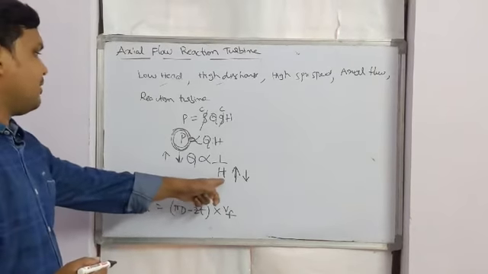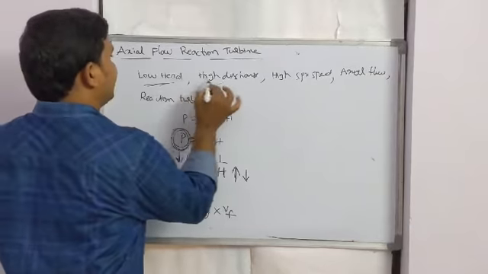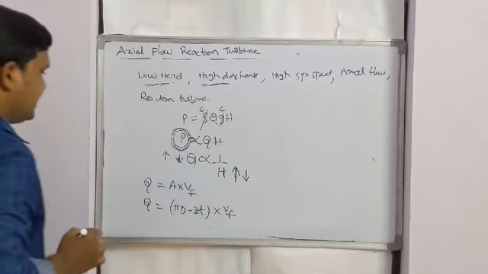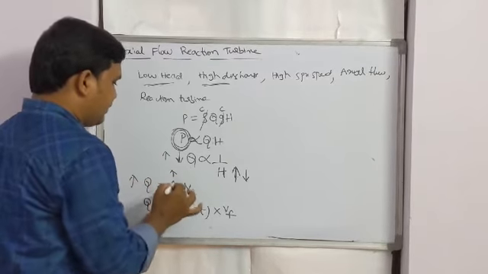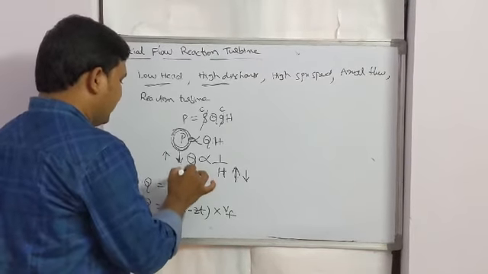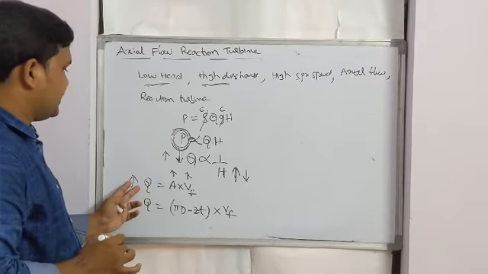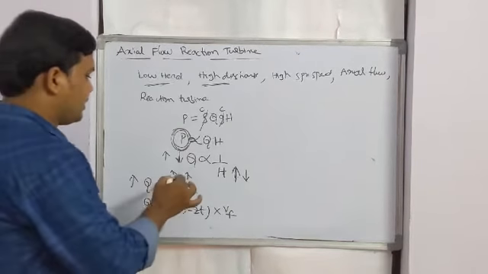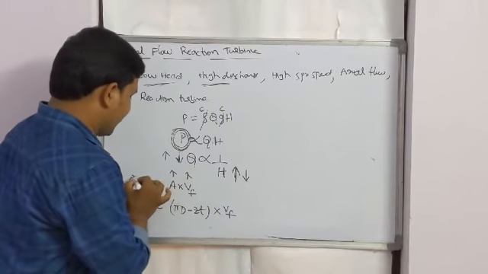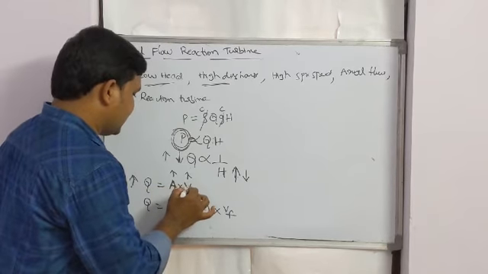So the axial flow reaction turbine is a low head turbine, and it requires a high discharge. If you want a high discharge, you can get it either by increasing the area of the flow or by increasing the velocity of the flow. So there are two chances for increasing the discharge: one is the area of the flow and the other is the velocity of the flow.